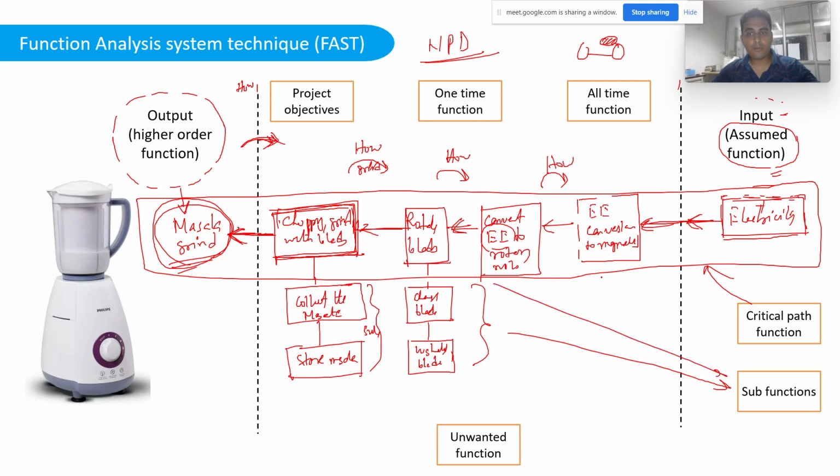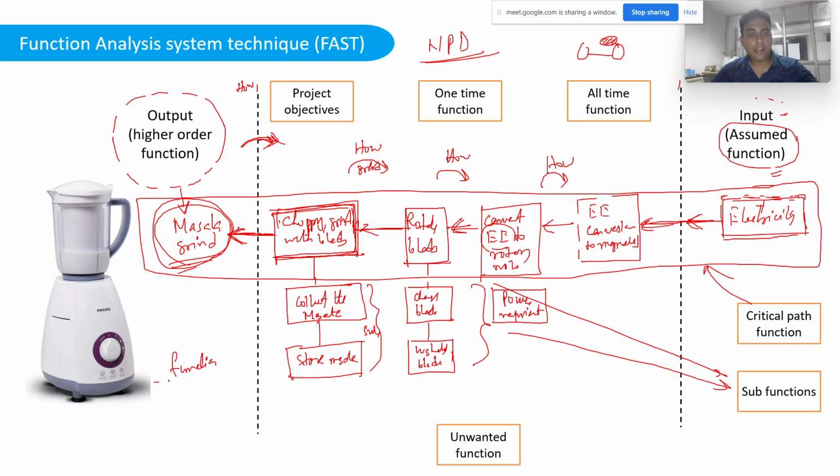When you map at the end, for example, converting electrical energy to rotary motion, now you need to think about the motor. So you need power. So motor power requirement can be a function. That's a particular way you need to write a function.